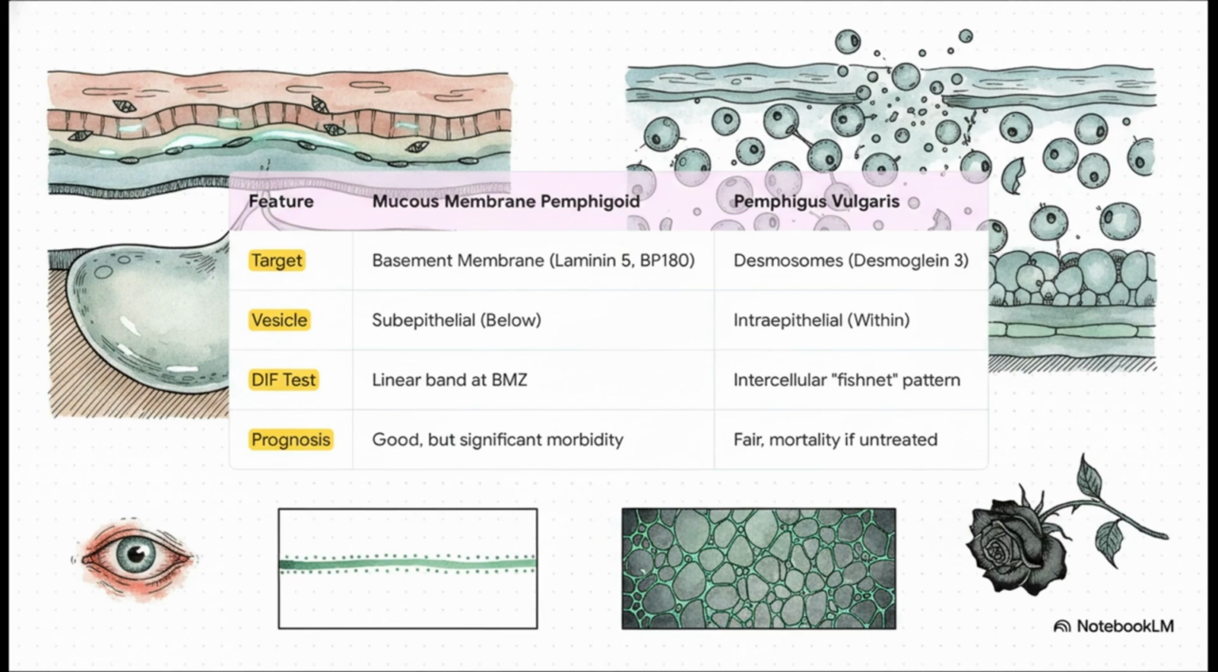This also changes the DIF test. Pemphigoid gives us that clean, linear band. But pemphigus, it looks like a fishnet, with the connections around every single cell lighting up. And finally, prognosis. Pemphigoid can cause serious problems, like blindness, but it's rarely fatal. Pemphigus, on the other hand, can actually be deadly if you don't treat it.